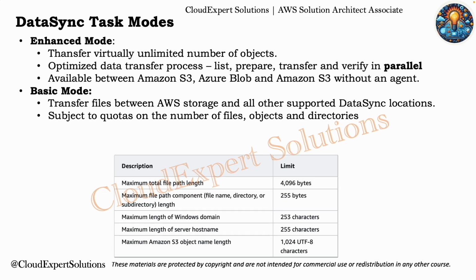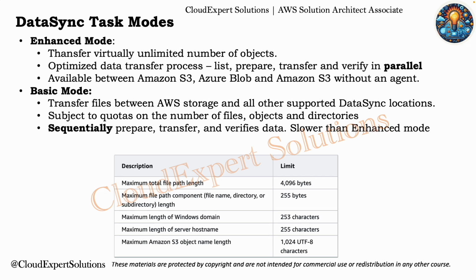Here is the storage system, files, and object limits I have taken directly from the AWS documentation. As AWS frequently updates this quota, it's better to validate before selecting this option for any organizational use case. However, for the AWS certification, you don't have to remember this quota, the numbers. Just remember that Basic mode has an upper cap in terms of storage system, files, and object limits. Basic mode sequentially prepares, transfers, and verifies data. That is why Basic mode is slower than the Enhanced mode for most of the workloads.